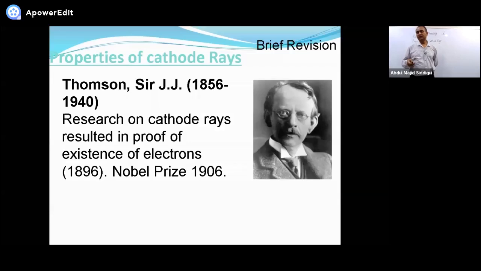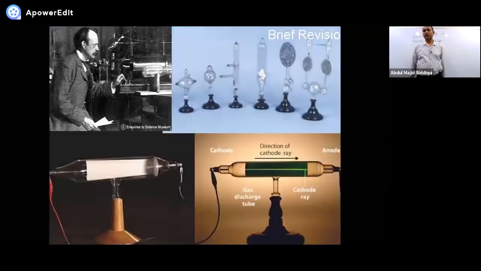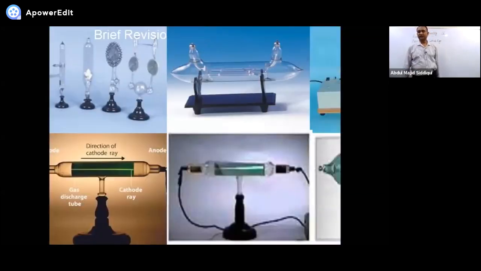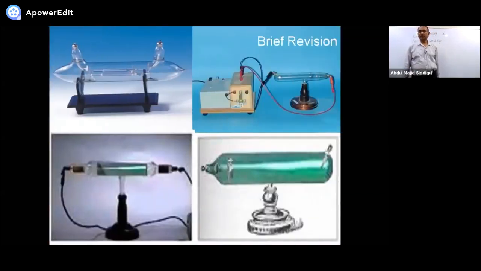All right. And here is Mr. J.J. Thomson, who got the Nobel Prize for this discovery. Today, what is the topic? Today we'll see what the properties of cathode rays are. All right.